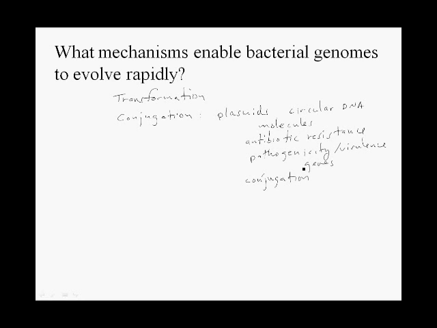So conjugation is a form of bacterial mating, okay, where a cell containing a plasmid will make a copy of a plasmid and transfer it to a cell that doesn't have the plasmid through physical contact. So it's a bacterial form of mating.